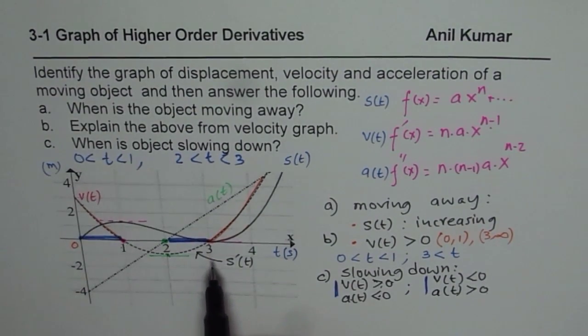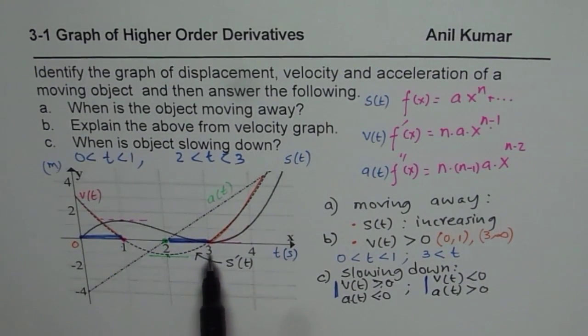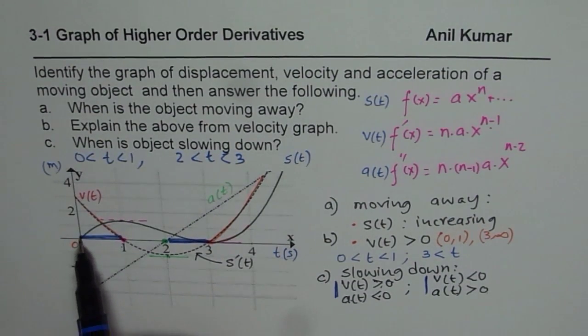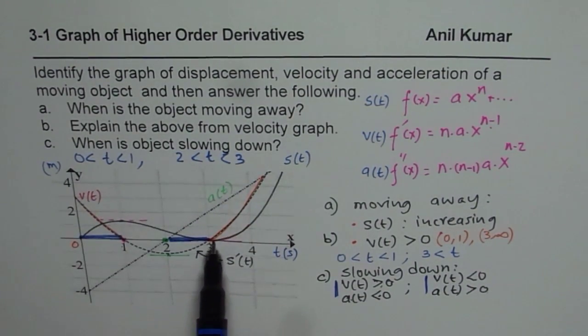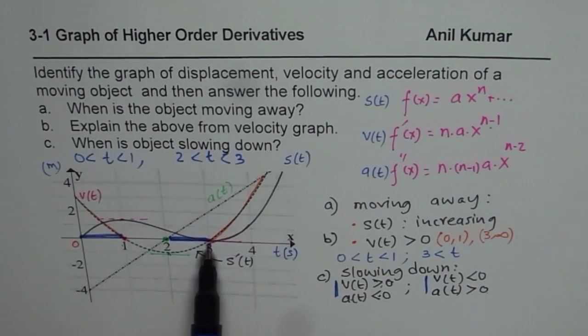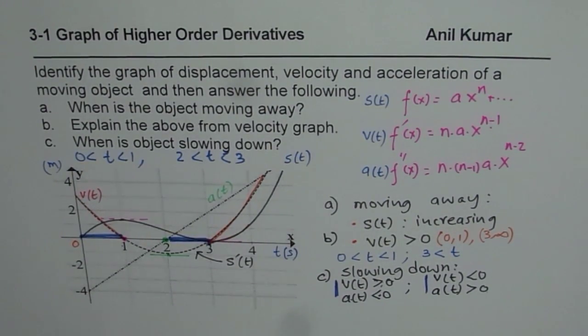Now tell me, what is the time when the object comes back to its starting point? That could be another question. So you see this object's displacement is 0 here. So at t equals 3, the object really comes back to its starting point and then moves away again, right? So these are other questions which could be asked in this type of question.